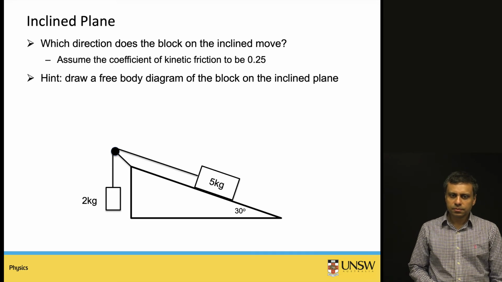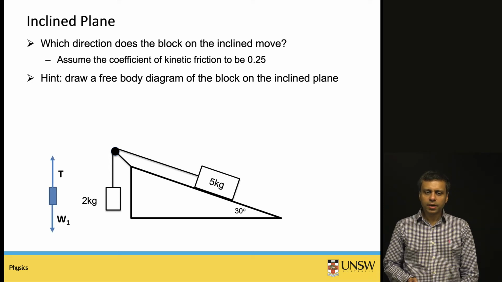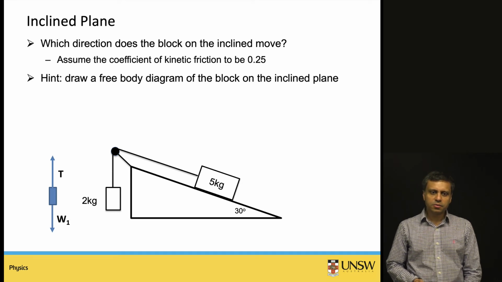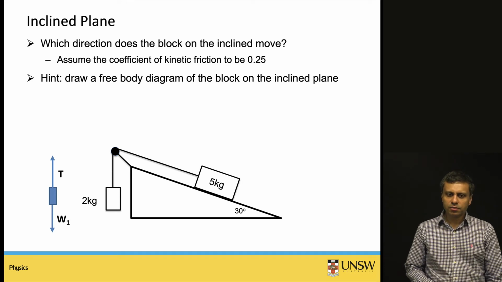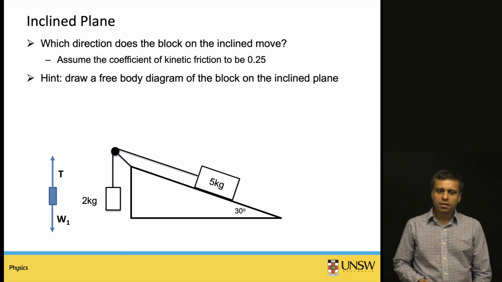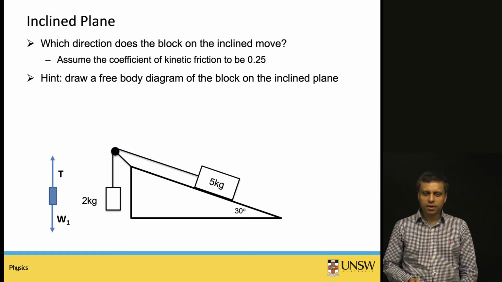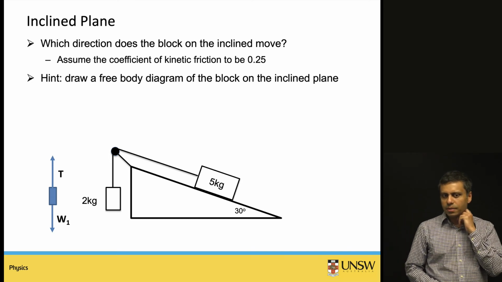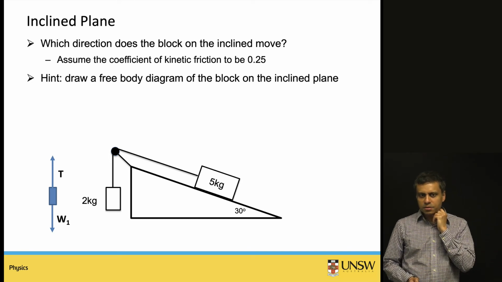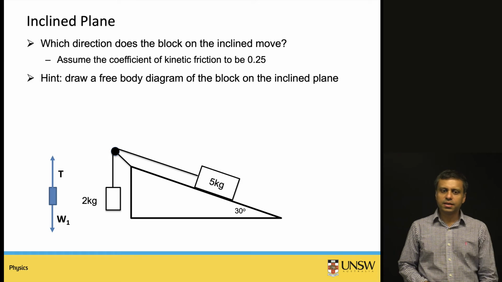And so the problem asks us to find the direction in which the blocks move. We can look at the two bodies individually, draw their free body diagrams. First, let's look at the 2 kg mass and draw all the forces acting on it. So its weight W1 is acting vertically downward, and we know the weight because we are given the mass. And there is a tension force in the rope that's acting upward.